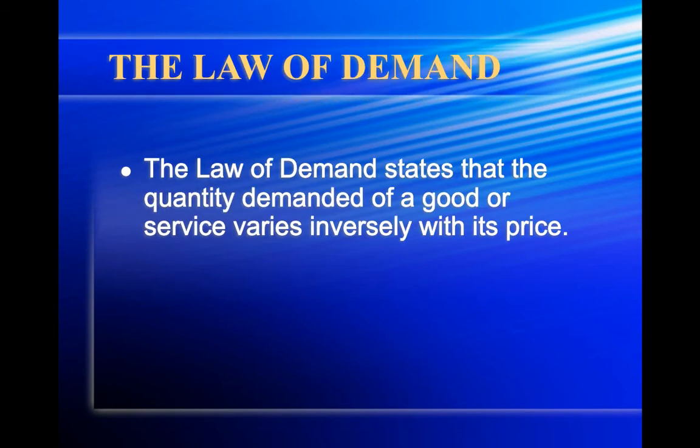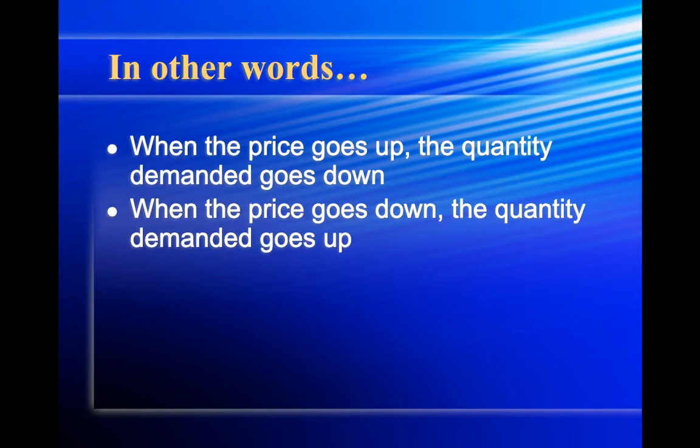The law of demand states that the quantity demanded of a good or service varies inversely with its price. And you saw that with the slope. So, in other words, a more simple way is when the price goes up, the quantity demanded goes down, and when the price drops, demand goes up. People like sales and they like things cheap, which is why places like Walmart do really well because we want cheap goods, or the dollar store, any of those places.